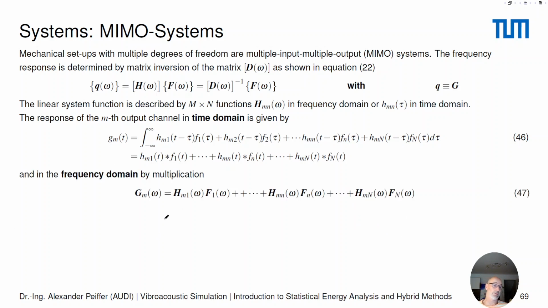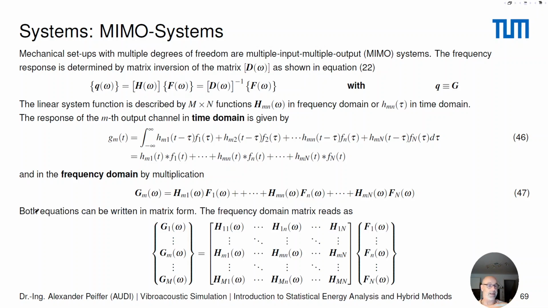The same could be done in the frequency domain for one spectral output for channel m. We have to do the same, but it looks much easier because there is no convolution integral involved. I personally really like to put this in matrix form because I can think better in matrices. And this would look like this. You have a full matrix with all the coefficients of the transfer function, you have the force vector here, and you have the response vector on the left-hand side.